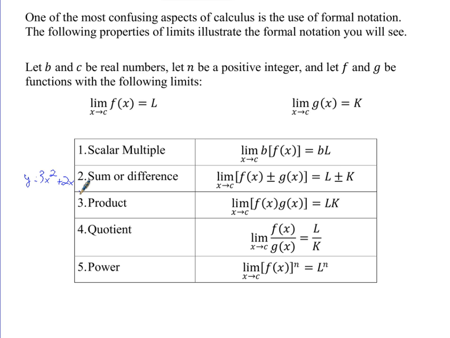The product, if I have two functions that are being multiplied together and I'm finding the limit as x approaches c, and I know the limit of each of these functions already, the limit will just be those two limits multiplied together.